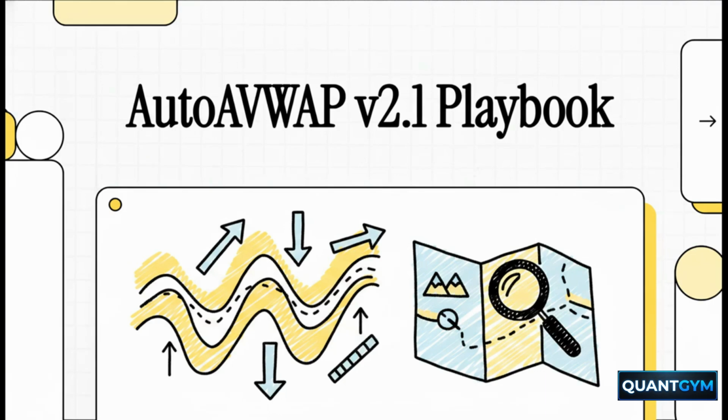I'm absolutely thrilled you're joining us today because, look, we're tackling something literally every active market participant struggles with, turning all that intraday market chaos into a structured, highly readable map. Today, we're exploring the Quant Gem AutoAVWAP v2.1 Intraday Market Structure Manual. We're going to break down exactly how to stop guessing and start actually reading the structural terrain of the market.